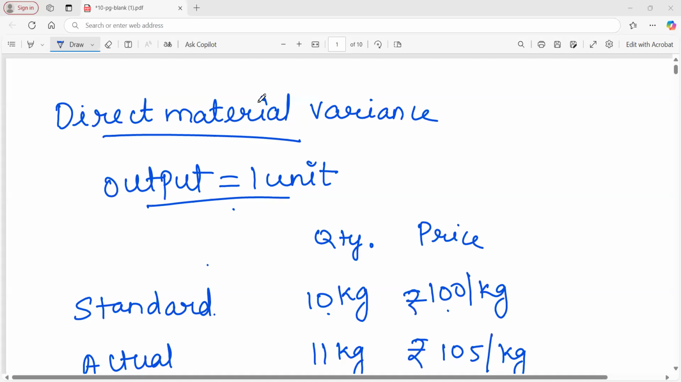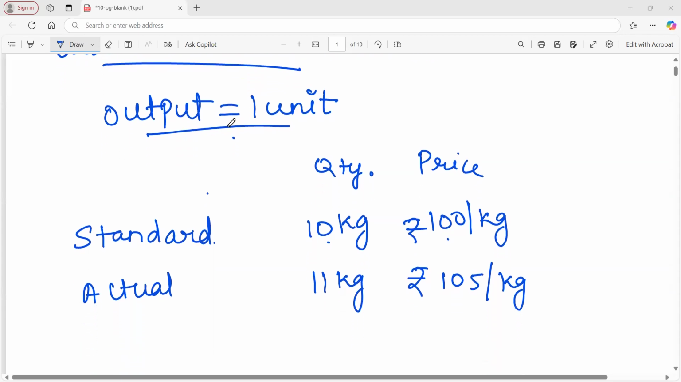So in this video, we are going to discuss direct material variance. Let's take a simple numerical example to understand direct material variance. If a company wants to produce 1 unit of output, when we say output, we are talking about finished goods.